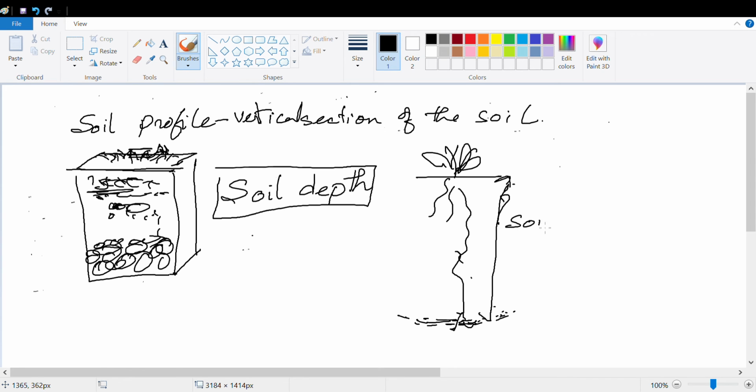is called the soil depth. The actual roots may grow up to here or here, but the space up to what extent the root can go under the soil, that is called the soil depth. I think that's a very important term in this.